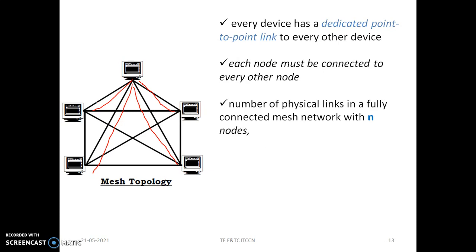Now, number of physical links in a fully connected mesh network with n nodes. There can be a simple logical question. If there are 5 nodes in the mesh topology, how many possible duplex links are there? How many possible connections would there be? Total possible connections. So how to find that? See, this PC is connected to the other 4 PCs. So if n is equal to 5 here, out of these n nodes, every node is connected to the other n-1 nodes.